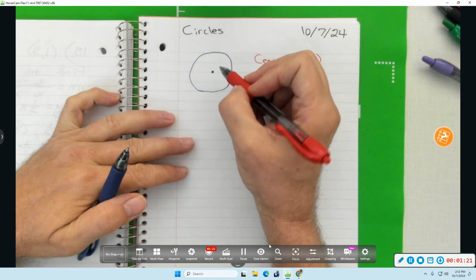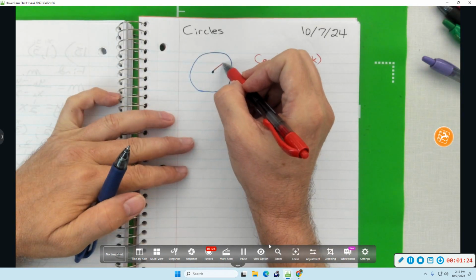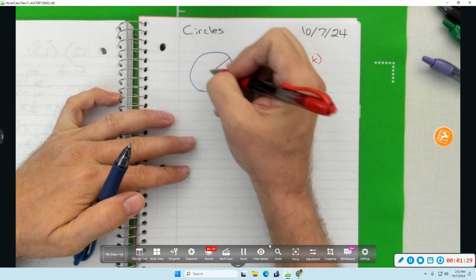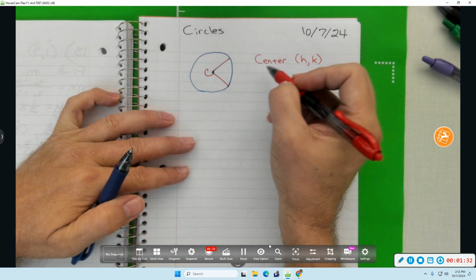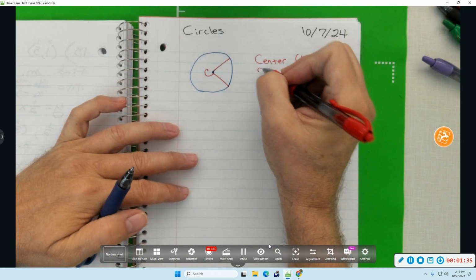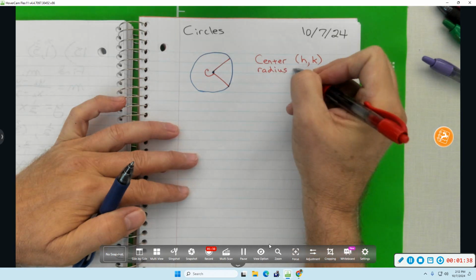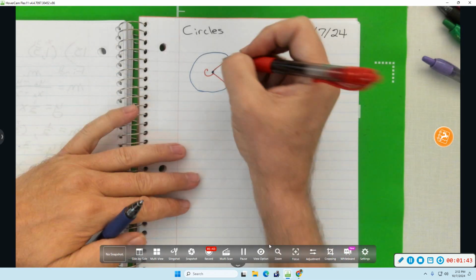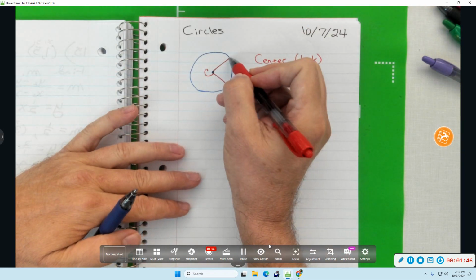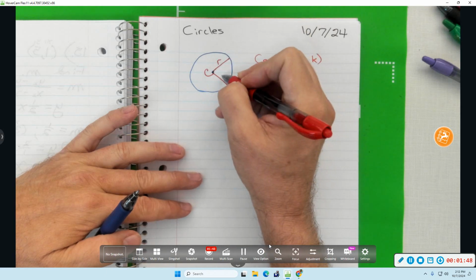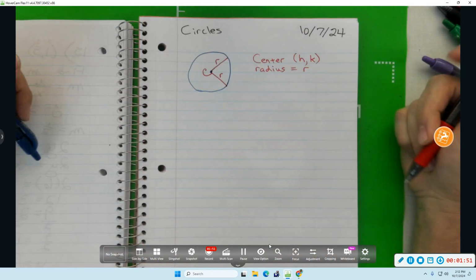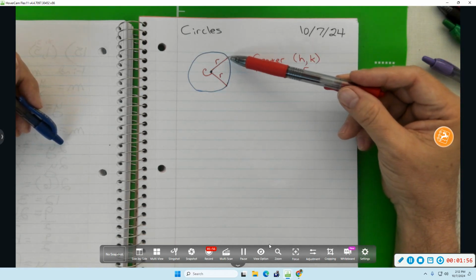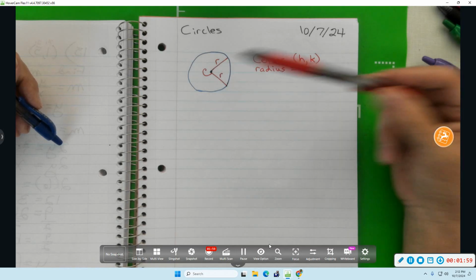The distance from the center to the outer edge in any direction is called the radius. I'll denote the center with the letter C, obviously. I'm going to denote the radius with the lowercase letter r. And as I said, if you start at the center and go to the outer edge in any direction, all of those distances are the same. Hence, that's the radius, the distance from the outer edge of the circle to the center of the circle.